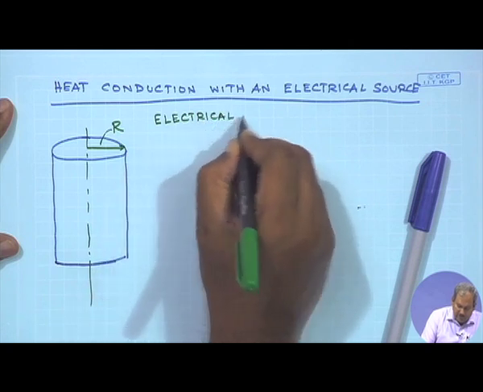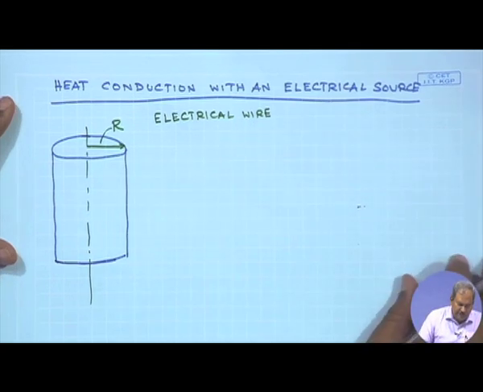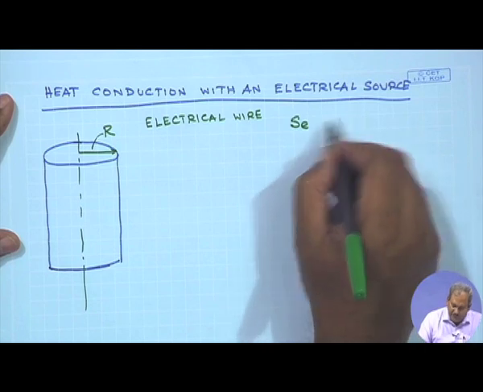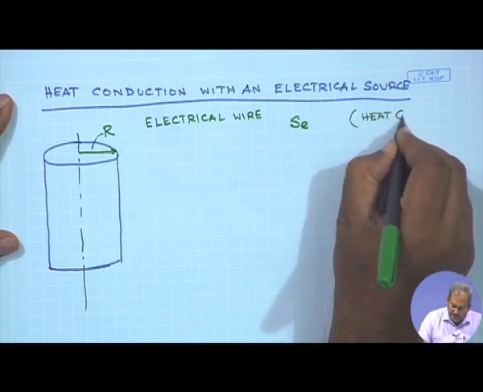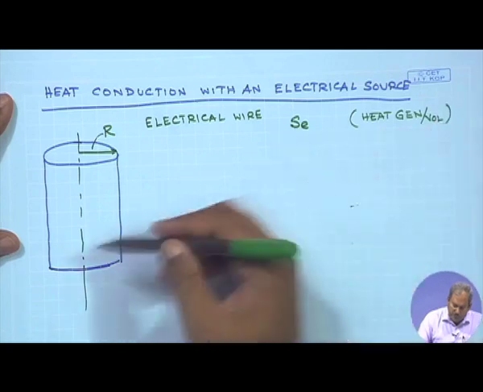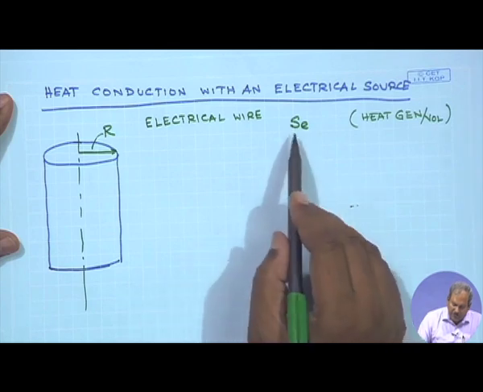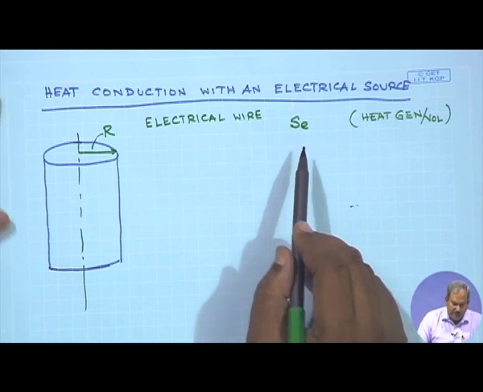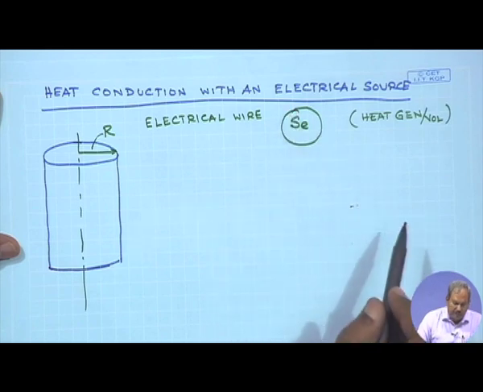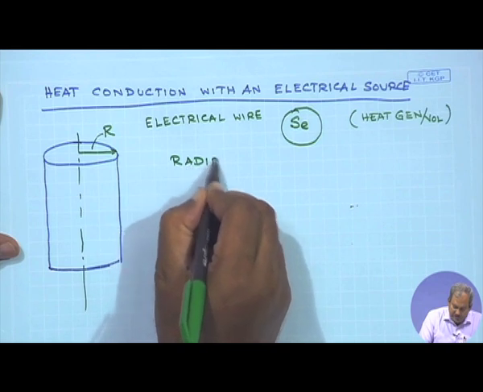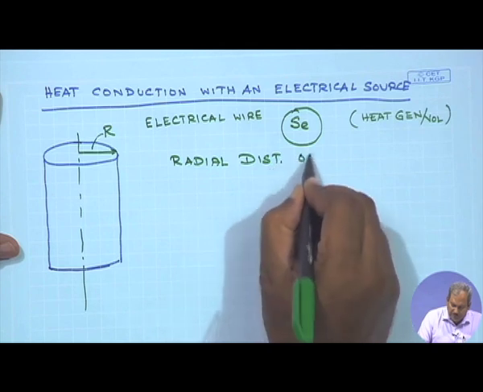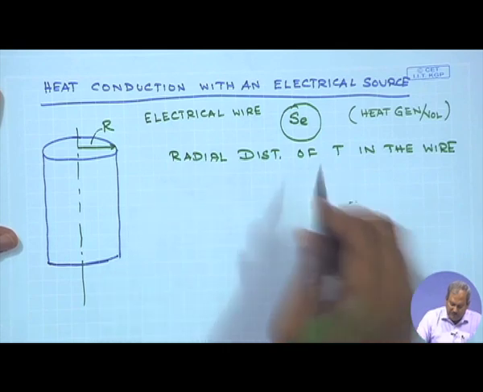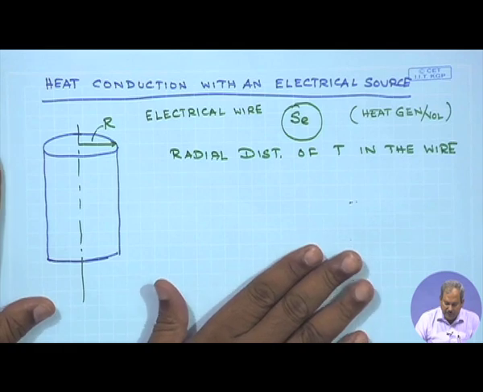The example could be an electrical wire which has obviously a resistance, and when current passes through it, there is going to be some amount of heat generation, and we will call this heat generation per unit volume. So this is heat generation per unit volume due to the flow of current through the electric wire, and I am going to have ohmic heating, which is simply going to be related to I square R, where I is the current, and this is the amount of heat which is being generated in here. So, our job is to find out the radial distribution of temperature in the wire. So, this is the problem that we are going to continue in our next class.